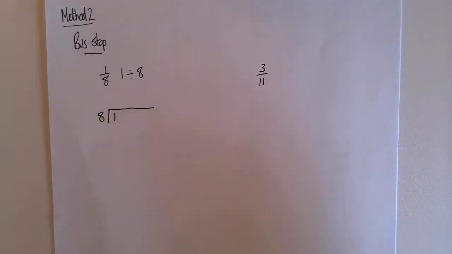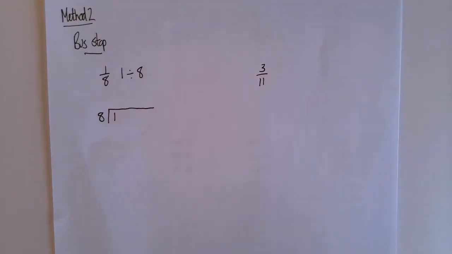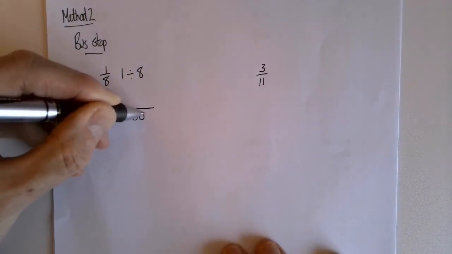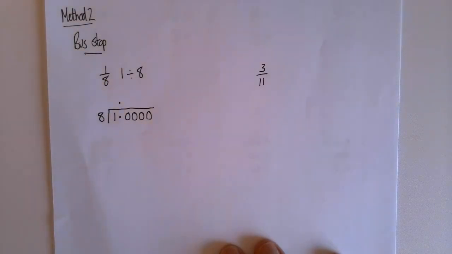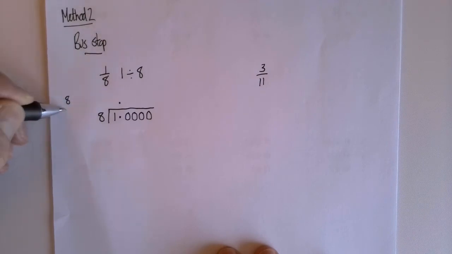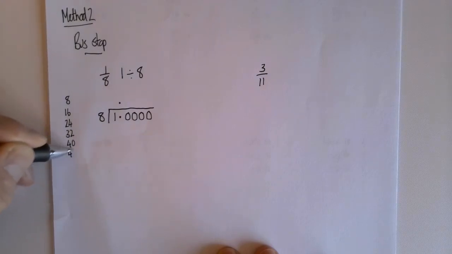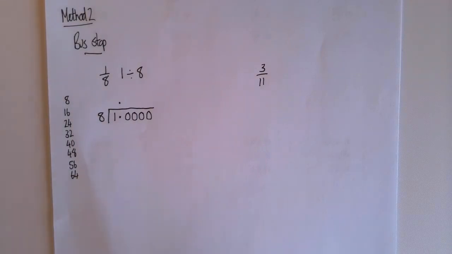Now, because this is a nonsense sum, how many 8s are there in 1? Well, there aren't any. But remember what we can do with bus stop when we have decimals. I can add as many zeros as I want here. So let's add 4, and I'm going to put my decimal place up in my answer. Because I'm dividing by 8, I'm also going to write out my 8 times table just to speed things up. 56, 64, hopefully I won't need to go further than that, we'll see.